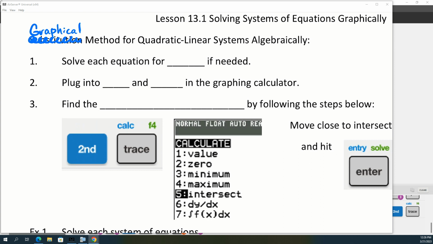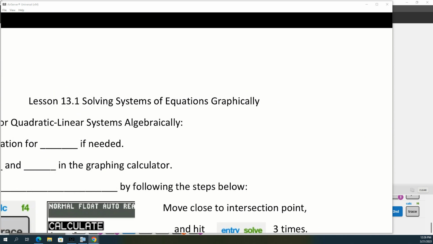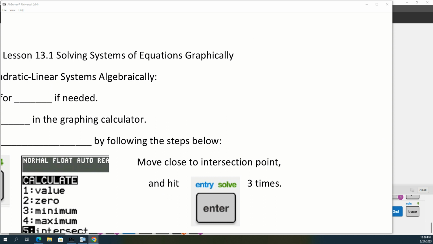I think in Algebra 1 you did this, but it was always just two lines, and two lines crossed at one point. On a lot of the ones we're going to do, it's going to be a parabola and a line. So lots of different things can happen. If we have a parabola and a line, it's possible that you can have two solutions. That is usually what happens: the parabola crosses the line at two places, or the line crosses the parabola.